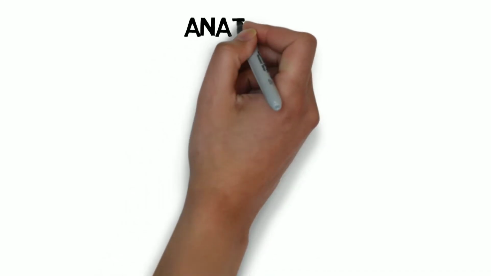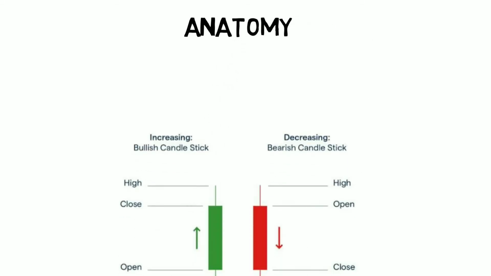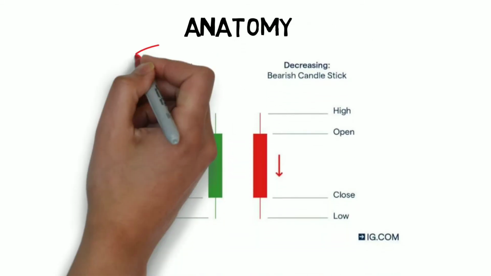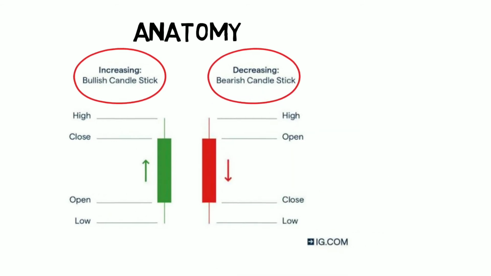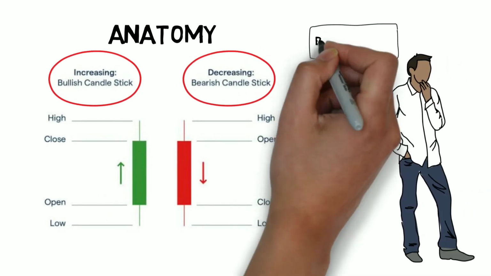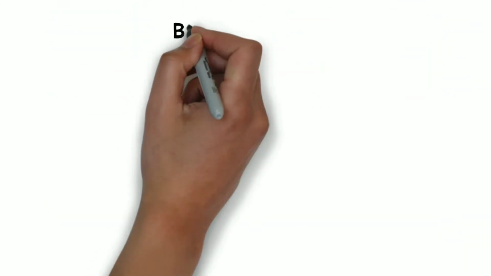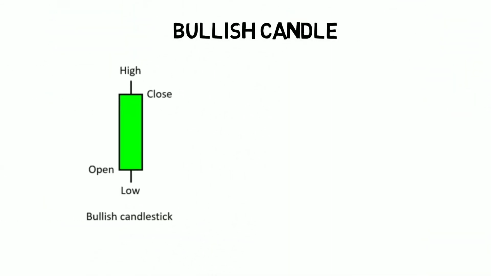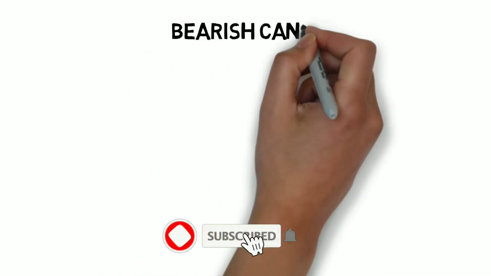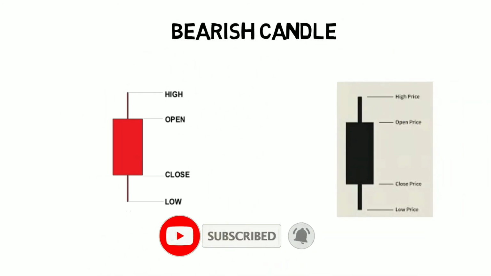Now let's understand the anatomy of the candlestick. The candles can be classified as bullish or bearish. If you don't know about the bull or bear, then check out this video. The color of a bullish candle is green or blue, and the color of a bearish candle is red or black.